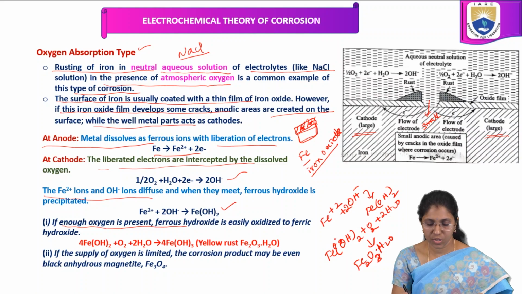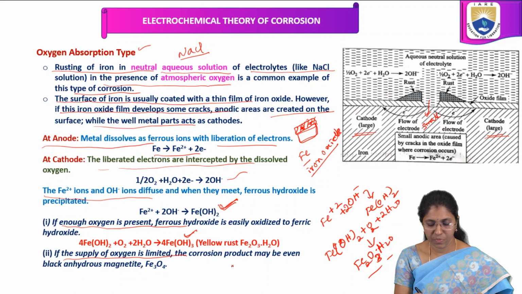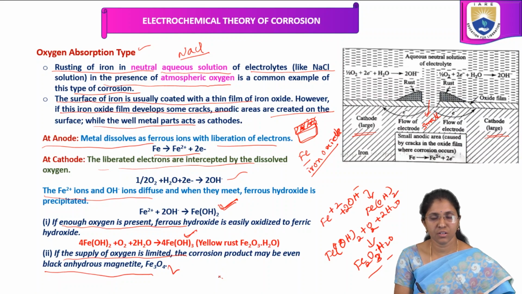Fe2O3 plus H2O. So this is the yellow rust of iron. Here ferrous hydroxide is converted into ferric hydroxide. If the supply of oxygen is limited, the corrosion product may be even black anhydrous magnetite. So if the supply is limited, Fe2O3 is converted to Fe3O4, that is black color rust.